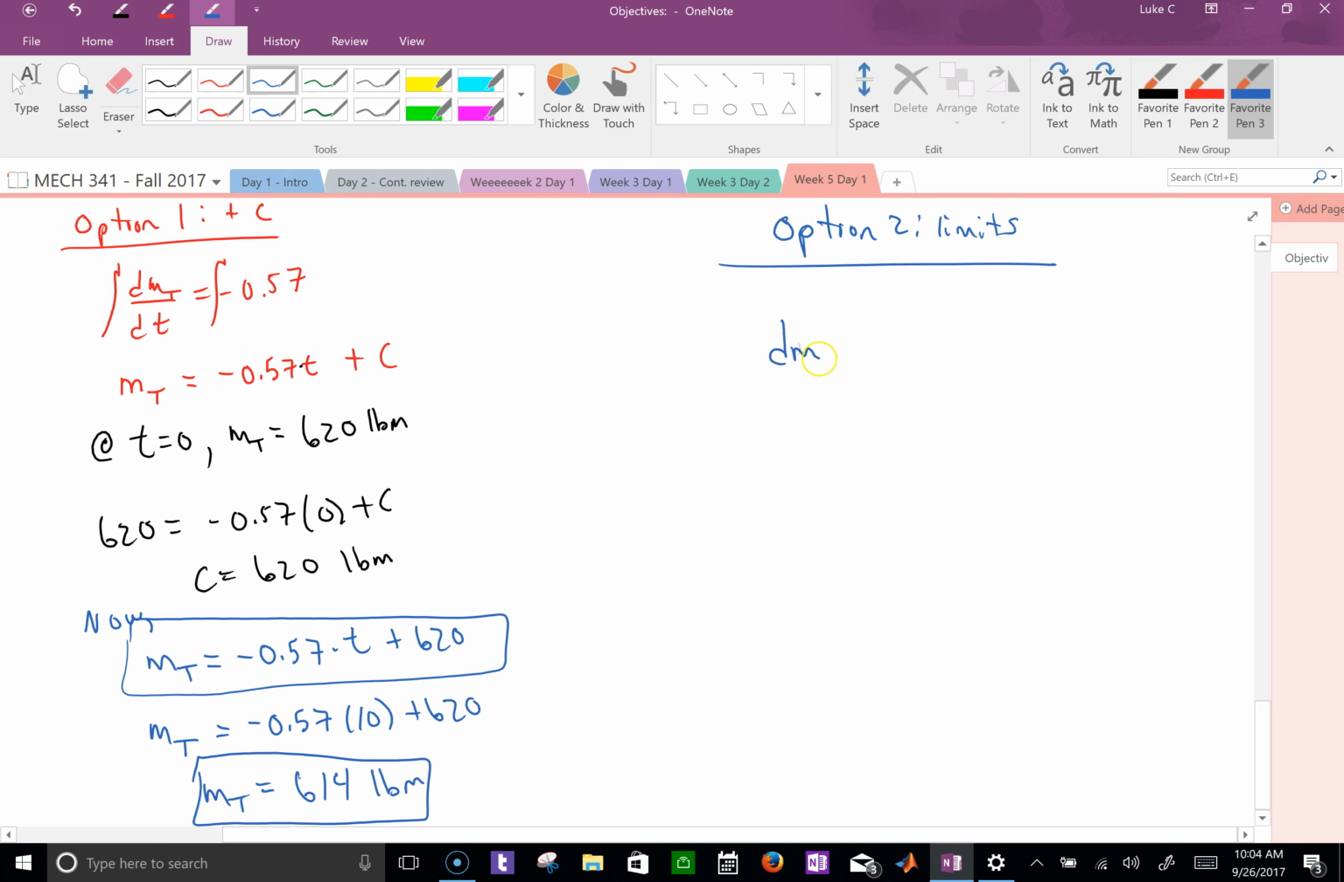So dm of the tank from the initial value, which is 620, to some final value equals negative 0.57 dt, from an initial time of 0 to a final time of 10. I'm just going to leave t for right now. This is a good review too.